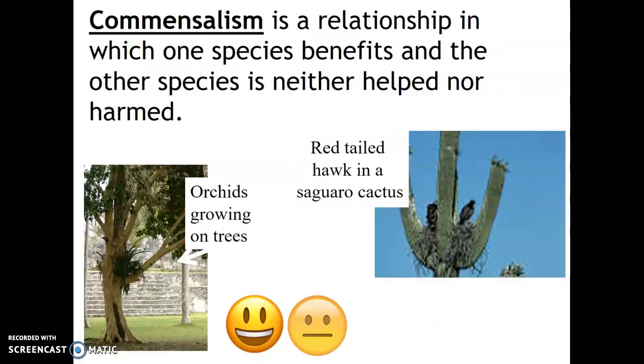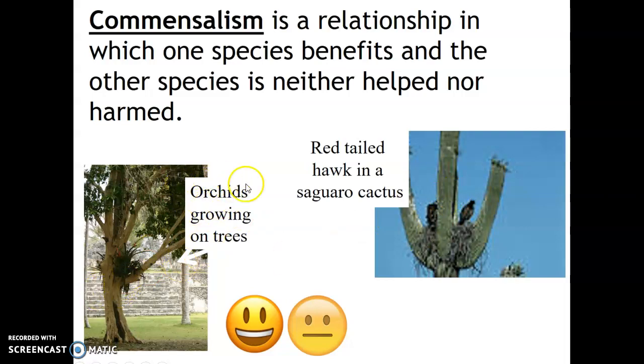Commensalism is the second type of symbiosis. Commensalism is when one species benefits and the other is not affected. This one's a little bit more difficult to determine, but these two are good examples.